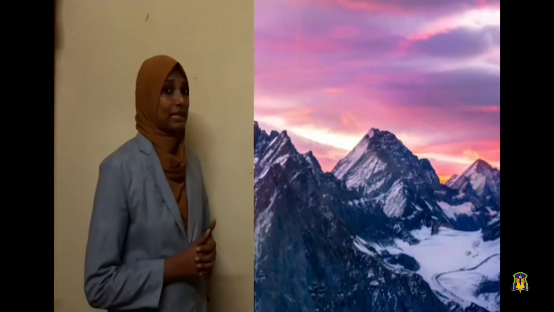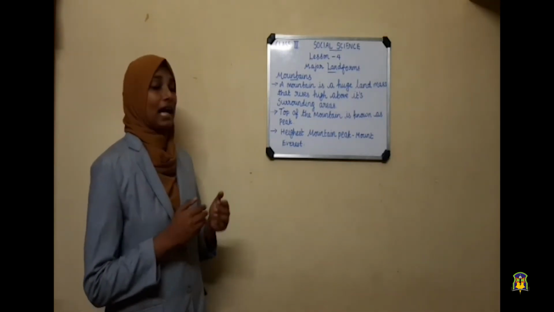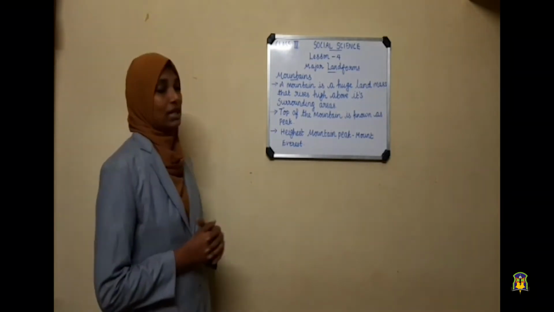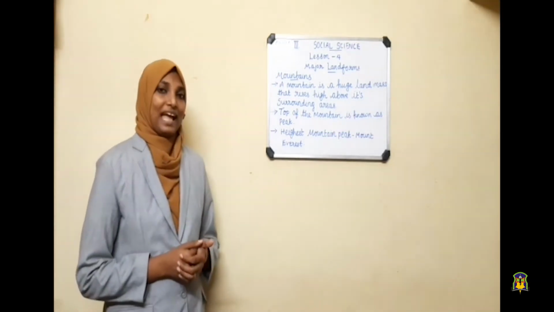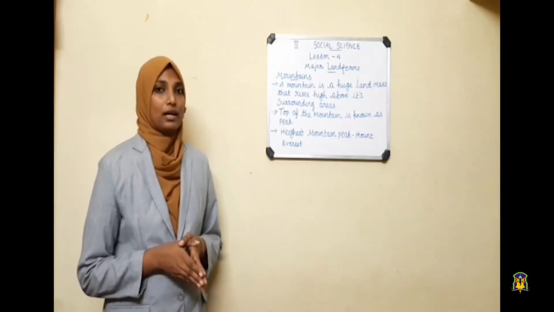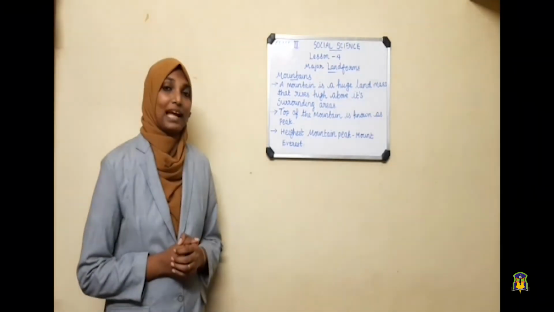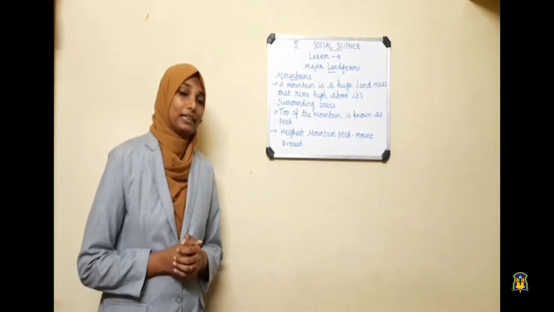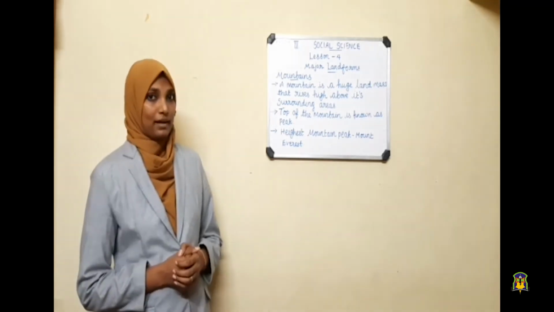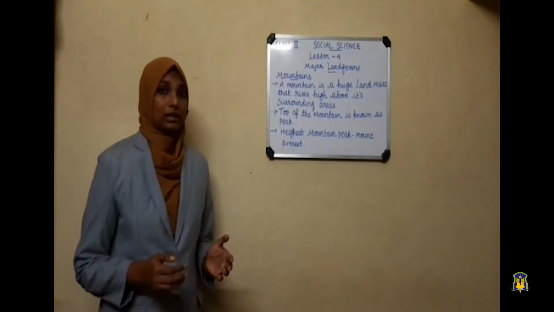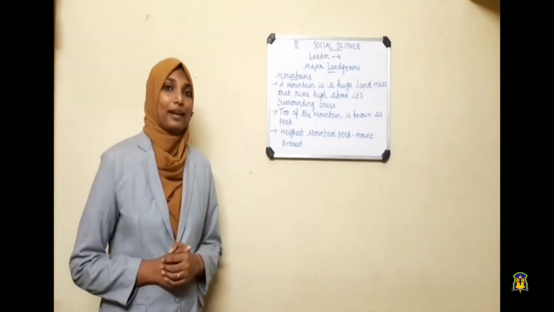What are the points we have discussed about the mountains? A mountain is a huge landmass that rises high above its surrounding areas. The top of the mountain is known as a peak, and it can be pointed or round in shape. The highest mountain is Mount Everest, and its height is 8,848 meters. It is situated in Nepal. And when mountains are lined together, it is called a mountain range.